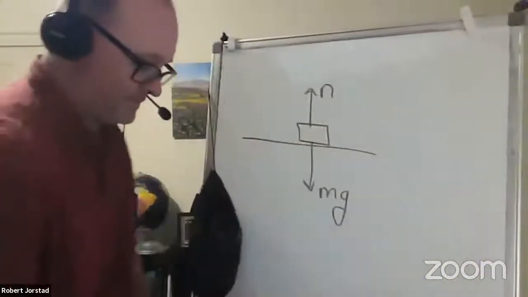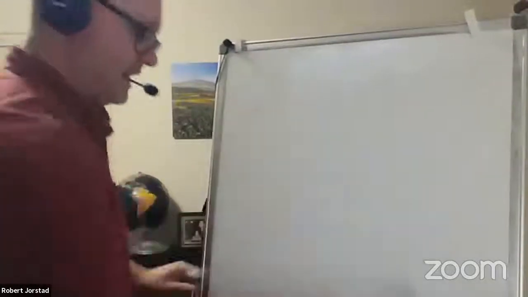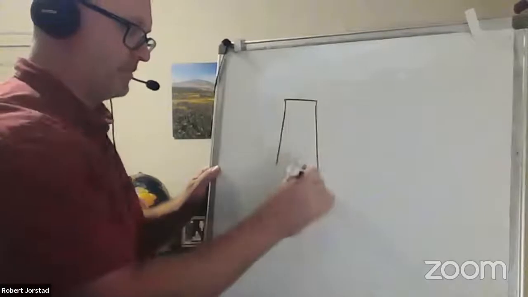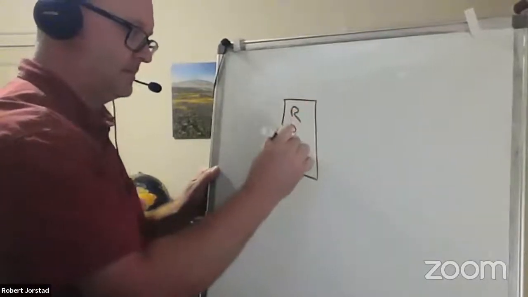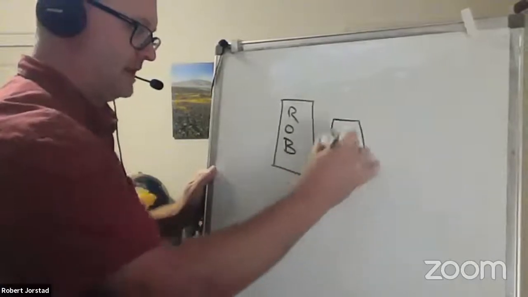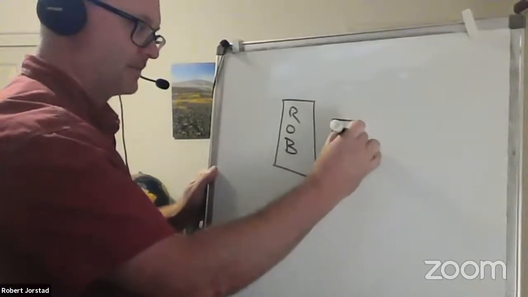They're equal. The same. The issue is we have different accelerations. Let me show you. All right. The idea here is, let's say I have a big blob. That blob is named Rob. And then you have a small blob. And that small blob is called WB for whiteboard.